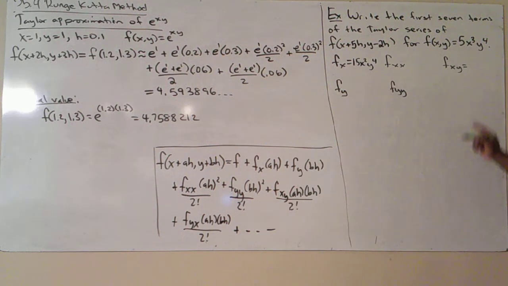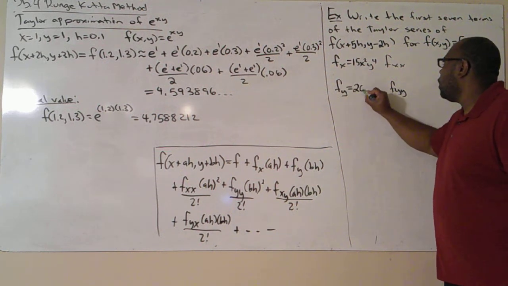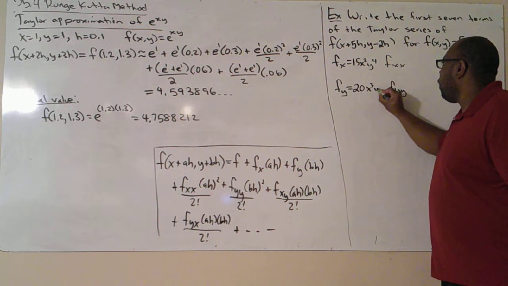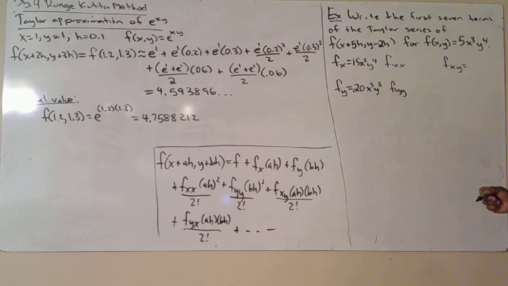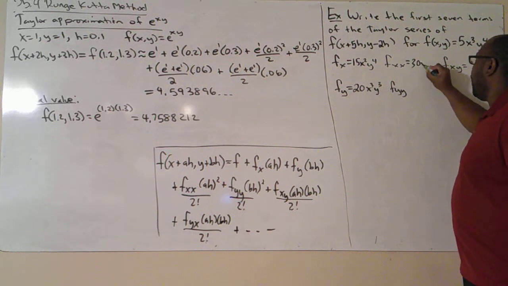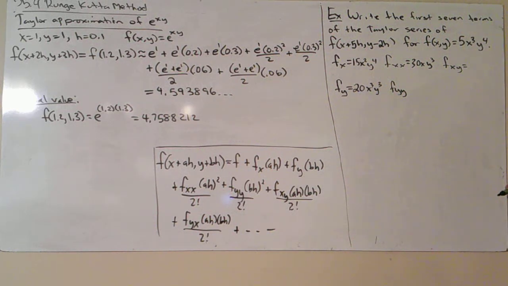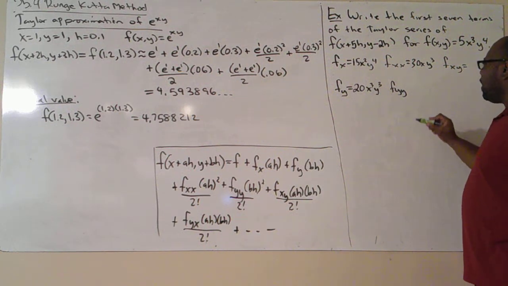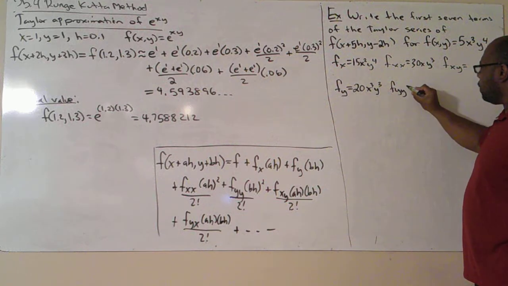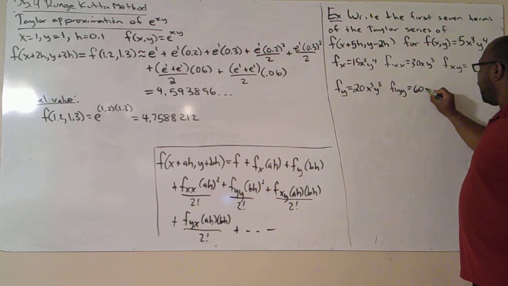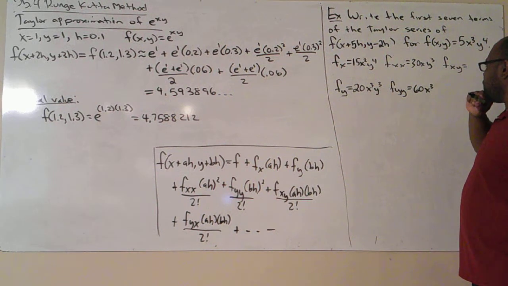Okay. The partial derivative of f with respect to y is going to be 20x cubed y cubed. The partial derivative of f with respect to x, then x again, is going to be 30xy cubed. Okay. And then the partial derivative of f with respect to y, then y again, using this one right here, we get 60x cubed y squared.